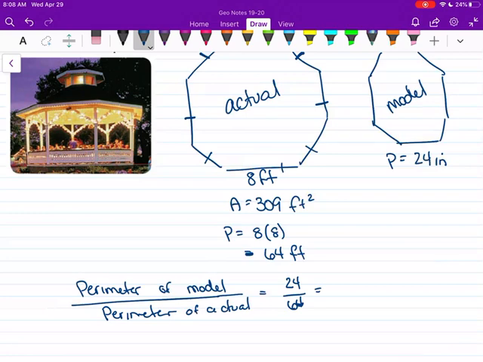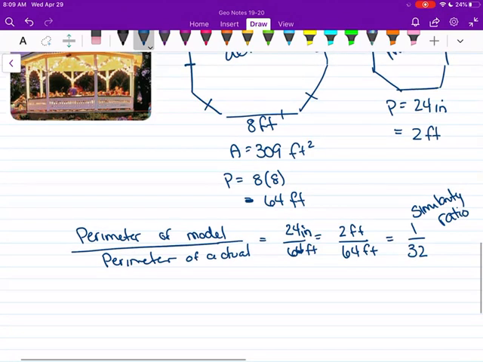So let's convert the other one to feet. So perimeter is 2 feet. 24 inches is 2 feet on my small model. So this is inches, and this is feet. So then I get 2 feet over 64 feet. Got to make sure our units are matching. So then I am going to have 1 over 32. So perimeter of the model to perimeter of the actual is 1 over 32. Okay, and remember the ratio of perimeters is the same as my similarity ratio.